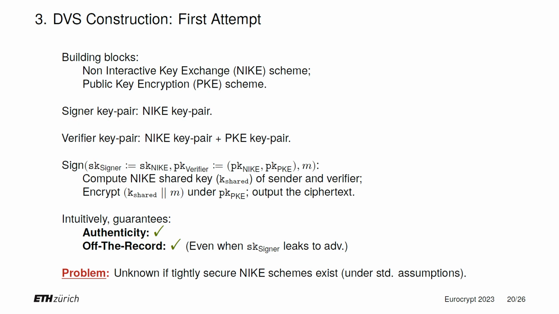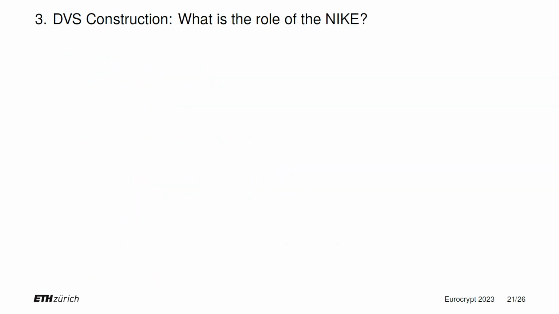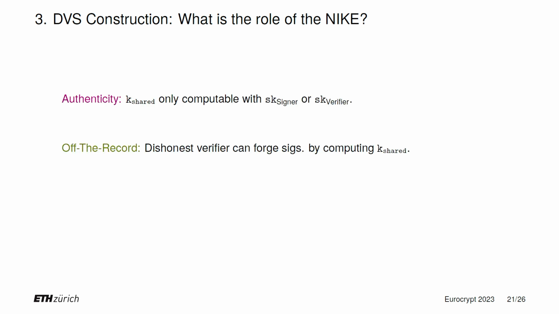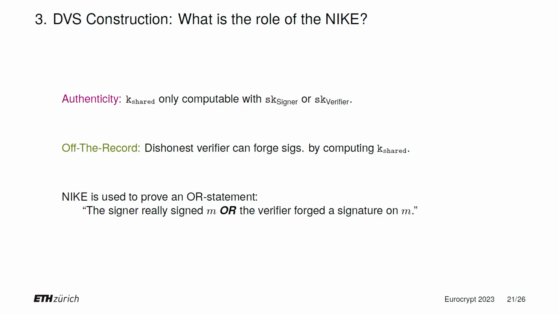To fix this, we'll try to understand the role of the NIKE in this previous construction. We are using the NIKE on one hand to get authenticity, because only the signer and the verifier can compute this shared key. On the other hand, we are also using it to get off-the-record, because the dishonest verifier can also compute this NIKE shared key, so it can also forge signatures. So the role of it is, in a way, to prove an OR statement: either the signer really signed this message or the verifier actually forged a signature on this message.